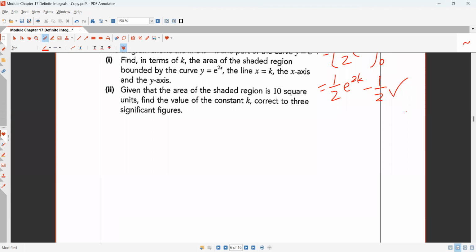And the next part, if the area of the shaded region is 10 square units, find the value of the constant k. Okay, actually it's in the same question. So what you need to do is get the answer on top and make it equal to 10. So 1 over 2 e to the power of 2k minus 1 over 2 equal to 10.